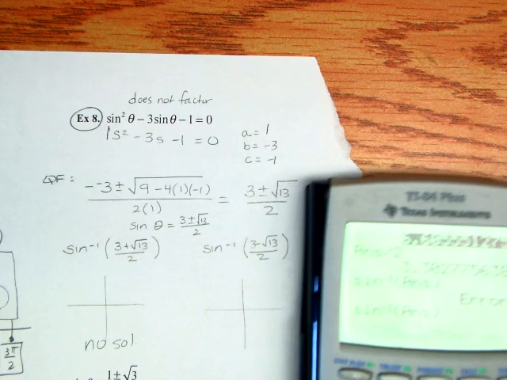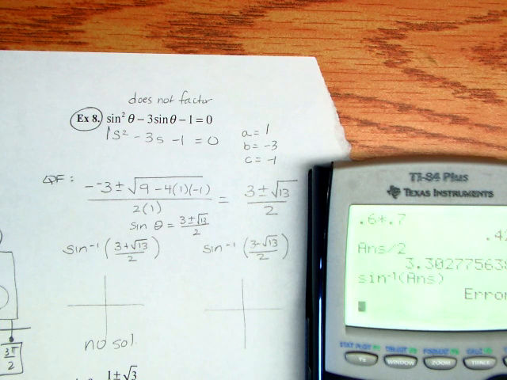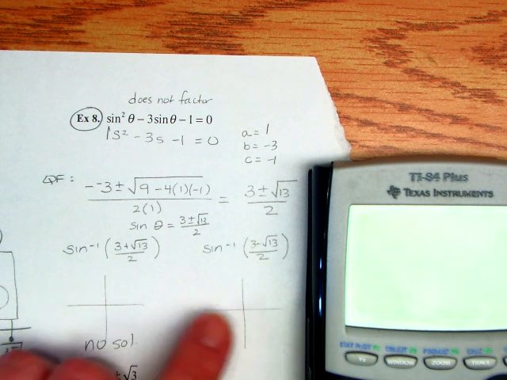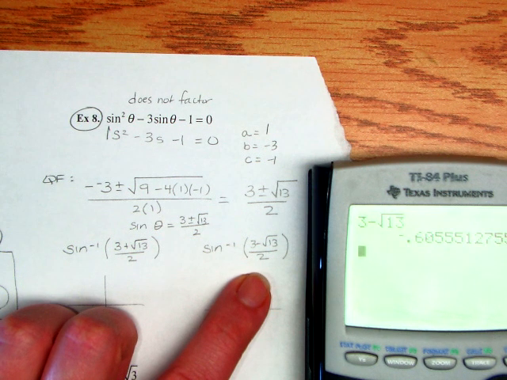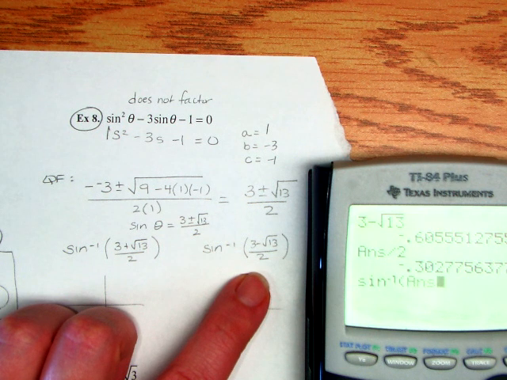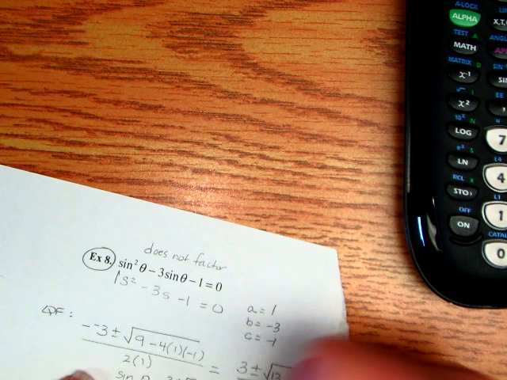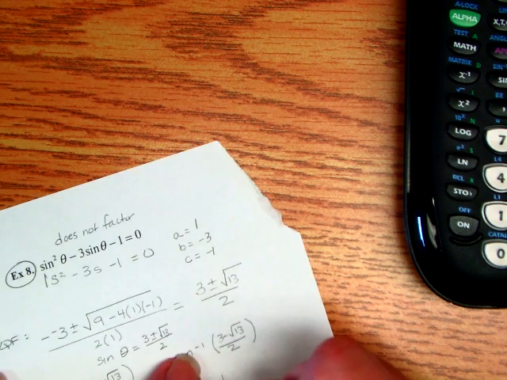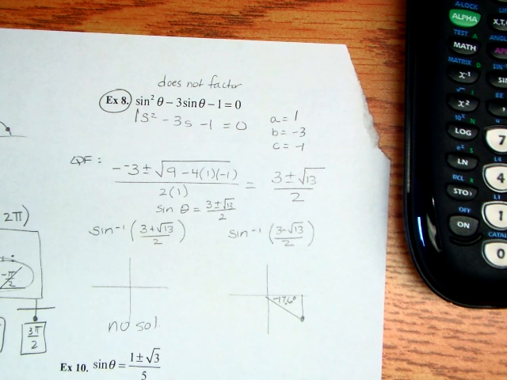Now let's try the other side. Clear this out. Let's come back down. So I'm going to do 3 minus the square root of 13. And then I'm going to divide by 2. And now I'm going to do inverse sine of that same answer. This is a decimal, shouldn't have an issue. And I get negative 17.6 degrees. Negative 17.6 is not in the interval from 0 to 360.